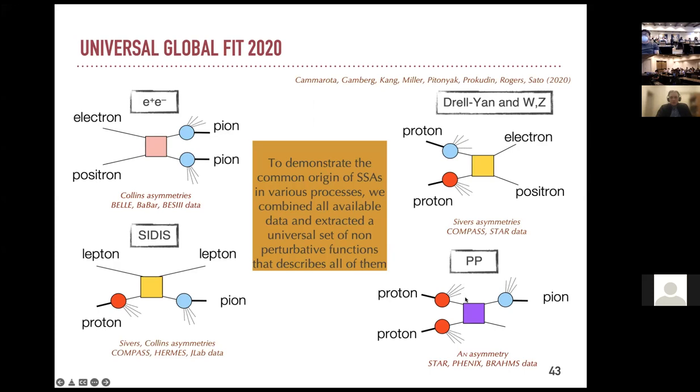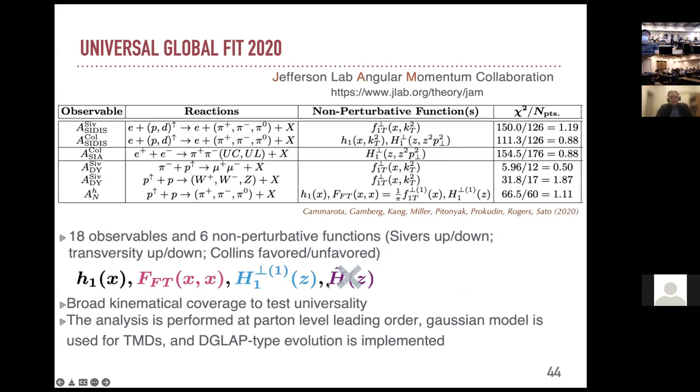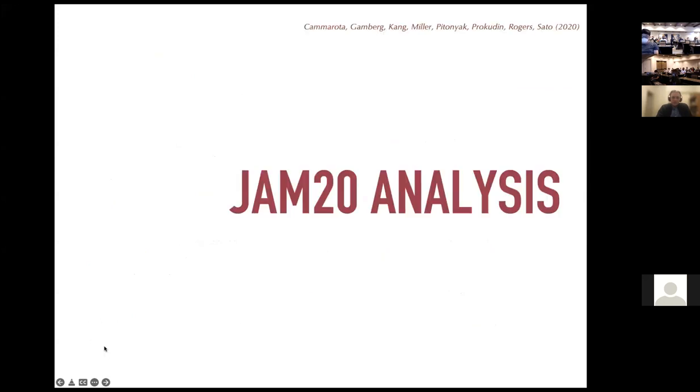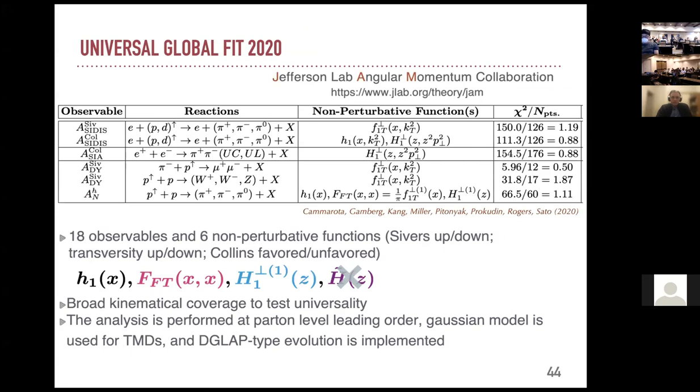Then we used the relations between TMDs and twist-three functions in order to calculate what's happening in proton-proton. So in total, 18 observables and 6 non-perturbative functions: Sivers for up and down, transversity for up and down, and Collins for favored and unfavored. At this point, we didn't extract H tilde, which is also present in our formula, just because we didn't have enough information for this asymmetry, unfortunately. So it came as noise. We had a very broad kinematic coverage to test universality of those functions.